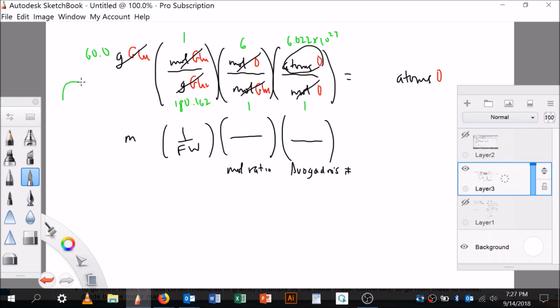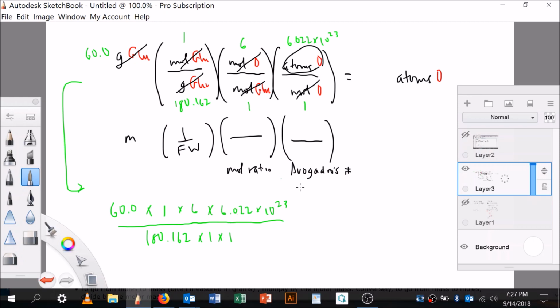So essentially I'm going to multiply 60.0 times 1 times 6 times 6.022 times 10 to the 23rd, and divide by 180.162 times 1 times 1. That'll give me my answer, and the units are going to be atoms of oxygen. Let's do that now. I already have 180 in my calculator, so I'm going to take the inverse of that times 60 times 6 times 6.022 times 10 to the 23rd, and I got 1.2033 times 10 to the 24.